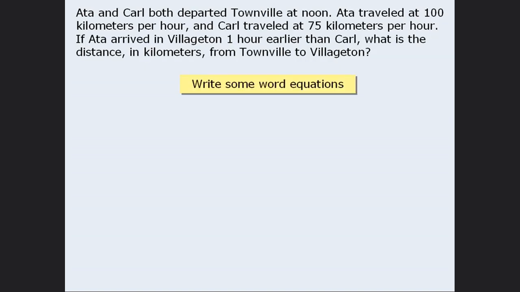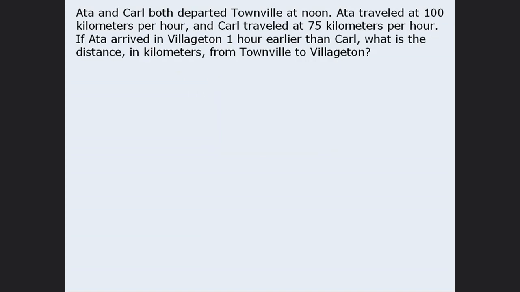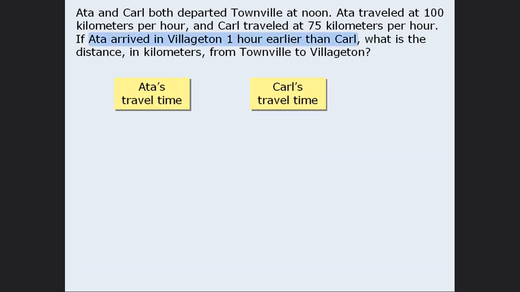Well, a useful approach here is to see what word equations we can write. To do this, we should consider three possible themes: time, distance, and speed. So to begin, what kind of equation can we write that shows the relationship between Ada's travel time and Carl's travel time? Well, the question tells us that Ada arrives in Villageton 1 hour earlier than Carl does. This means that Ada's travel time was 1 hour less than Carl's travel time. So if we add 1 hour to Ada's travel time, then the two times will be equal. So this is the word equation that we can write based on travel times.